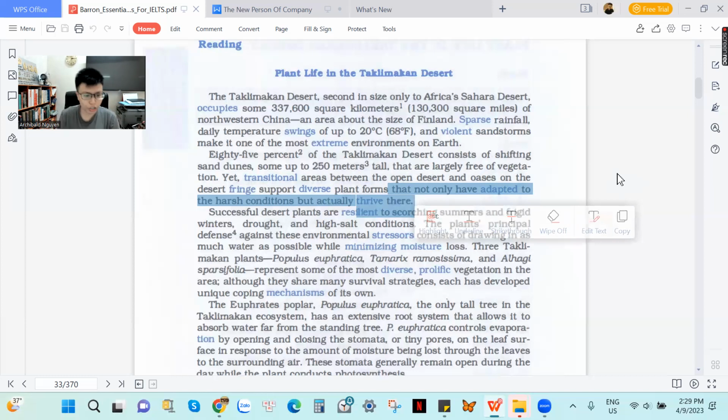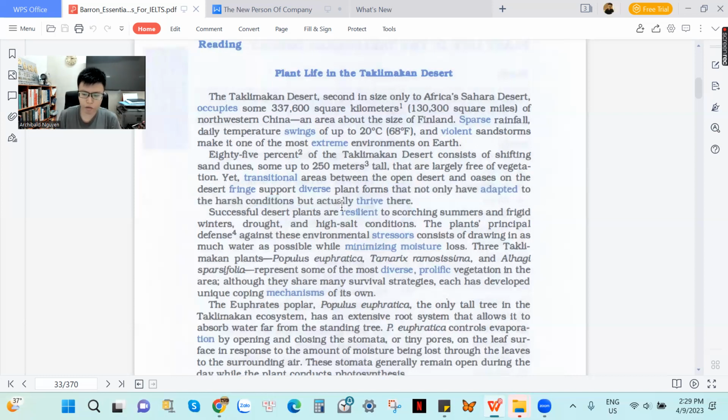We have the word adapted to. Okay, so they are talking about the plant forms. The plant forms adapted to it means the plant forms are able to survive in these harsh, difficult, challenging conditions. That is the word adapt to. When things adapt to other things, I mean that those things can survive. Those things are able to survive under any circumstances in all kinds of harsh conditions, but actually thrive there.